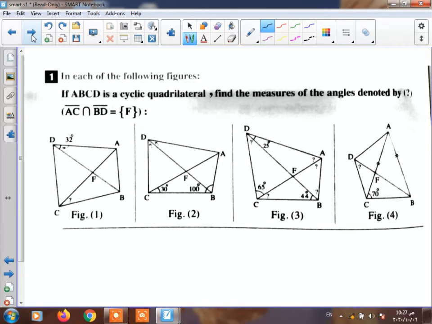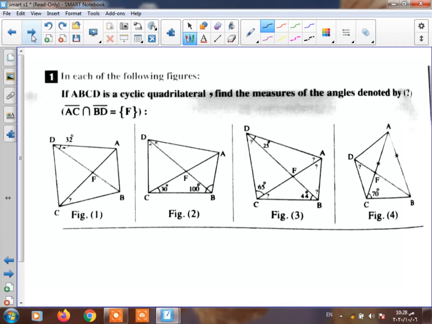He said that A, B, C, D is a cyclic quadrilateral, find the measure of each angle. Okay, this is a cyclic quad. Let me remember the properties. If you have a cyclic quad, each two opposite angles are supplementary. The four vertices lie on the same circle. The exterior angle equals the opposite interior angle.